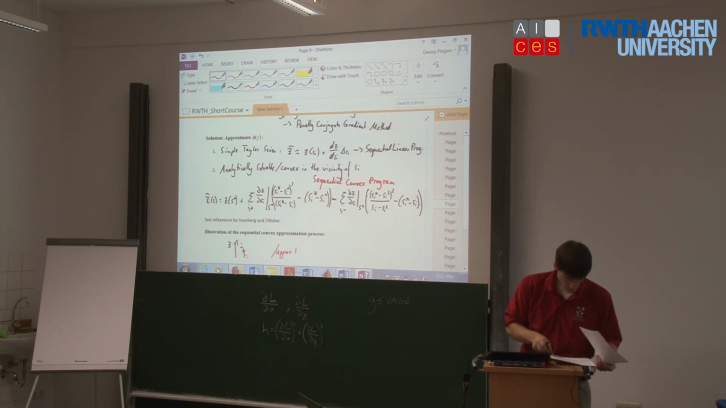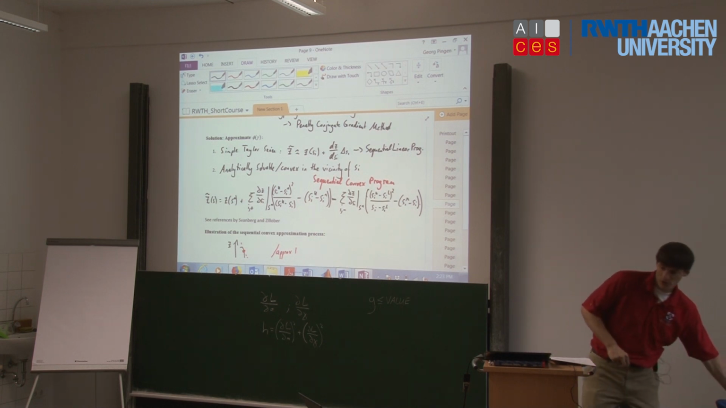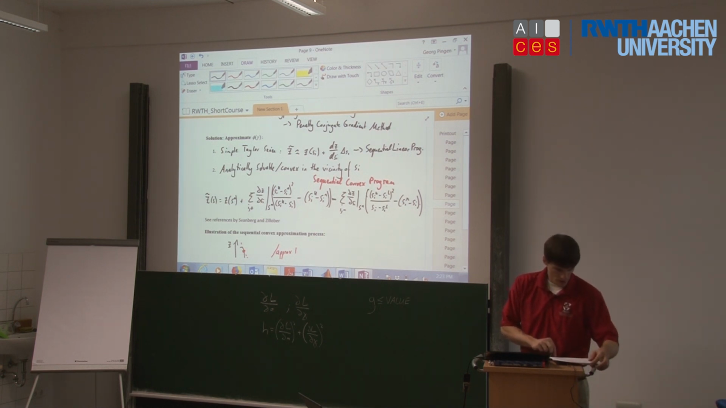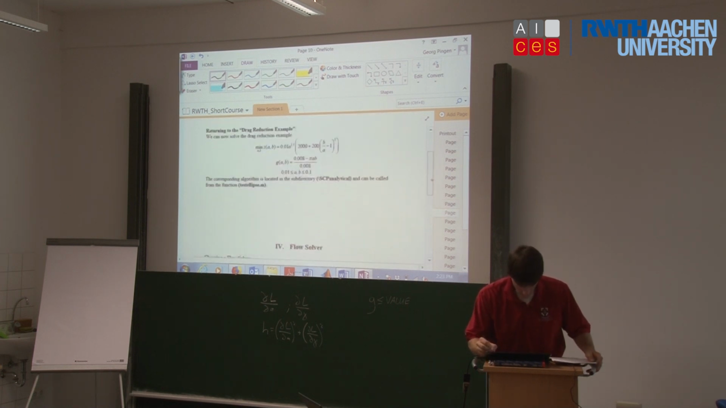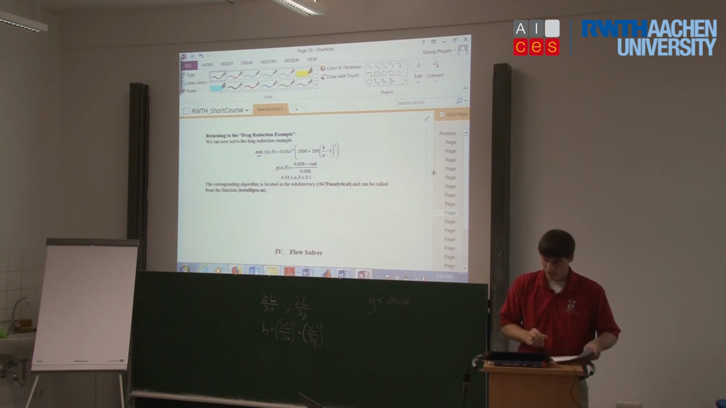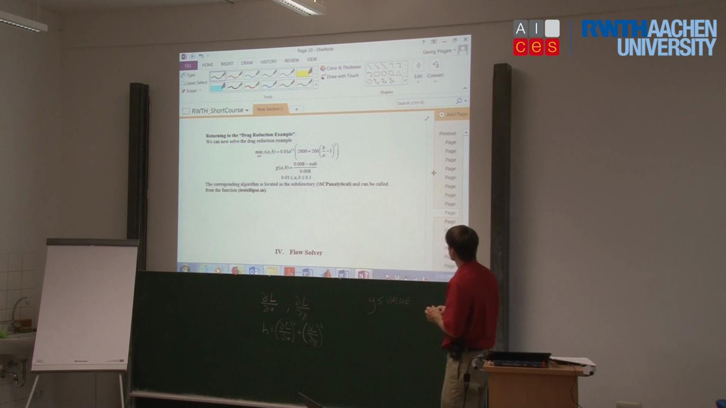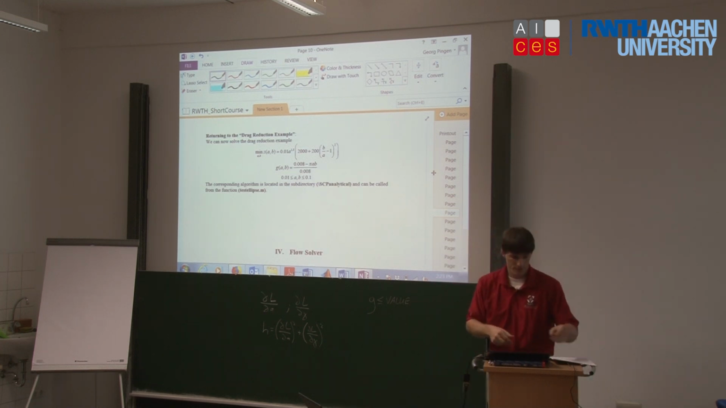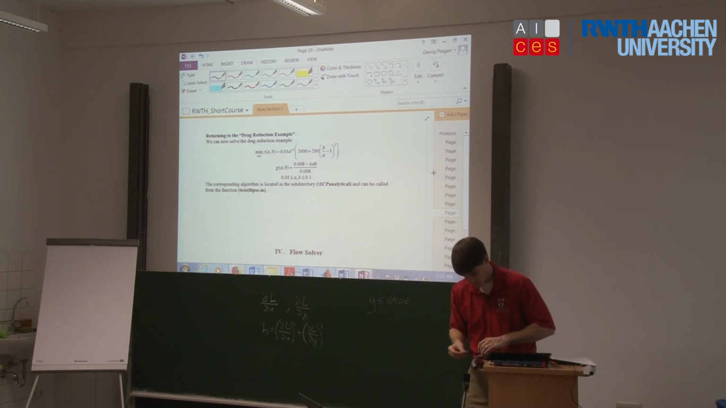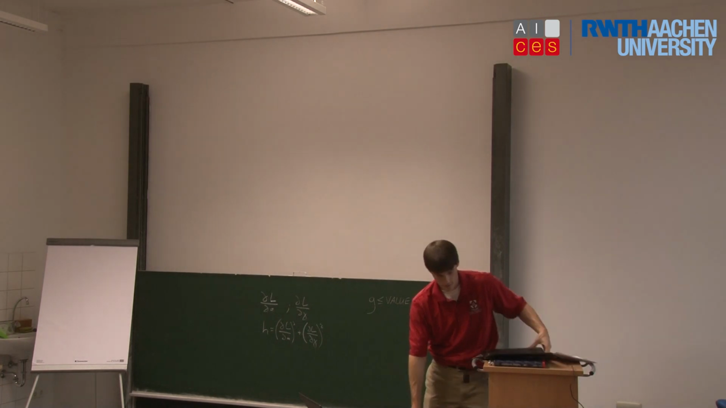Now, that's the last thing we'll do before we return to the drag reduction example. We now solve it with a sequential convex program, SCP. What we get is the following.